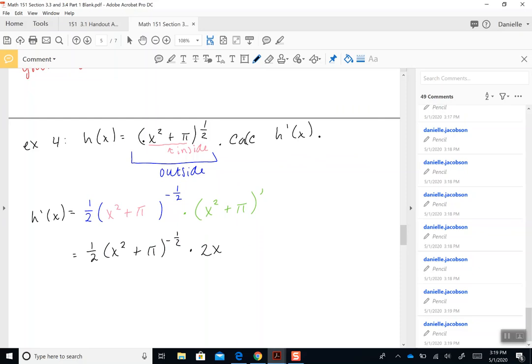Honestly, you can stop here, but this is a pretty simple simplification, so I'm going to go through that. 1/2 times 2 is just 1, so might as well multiply those out, and then I'm going to pull the x out in front because it looks nice, but it's not really necessary. I could have stopped at this step right here.